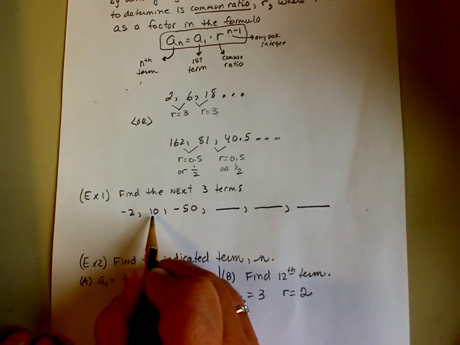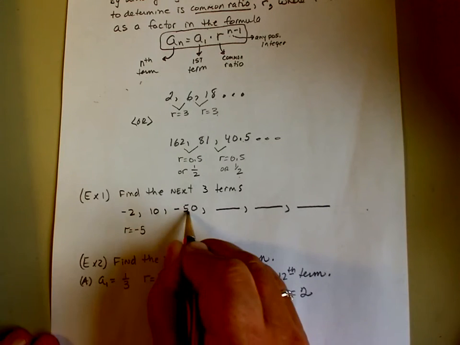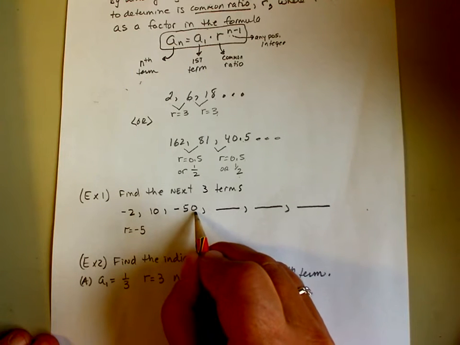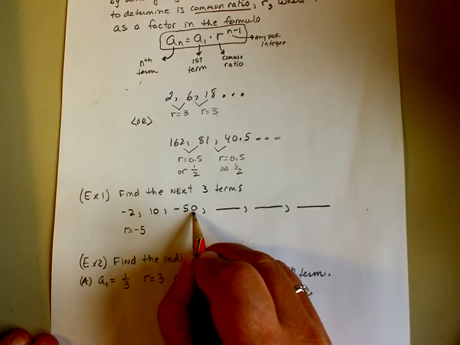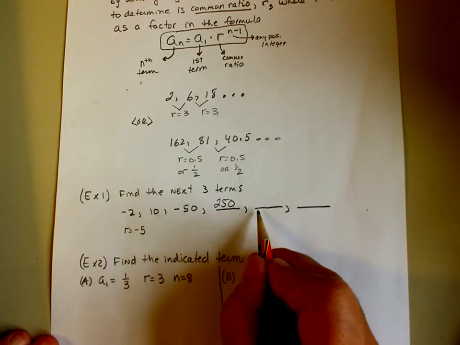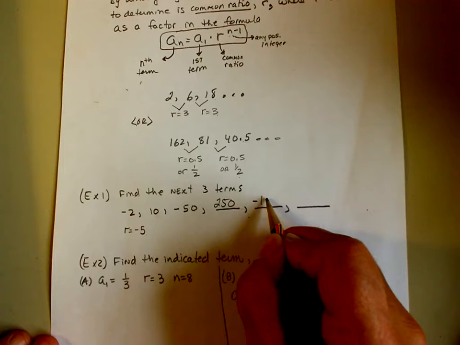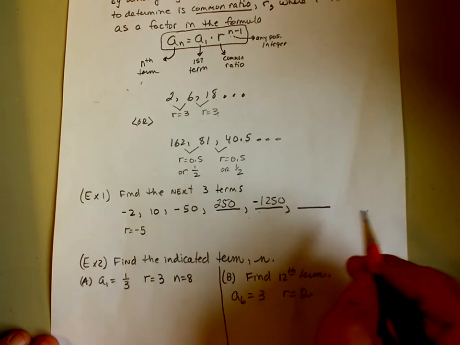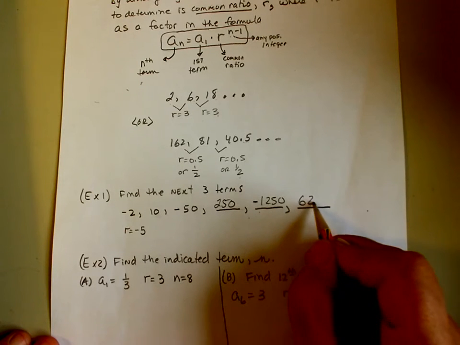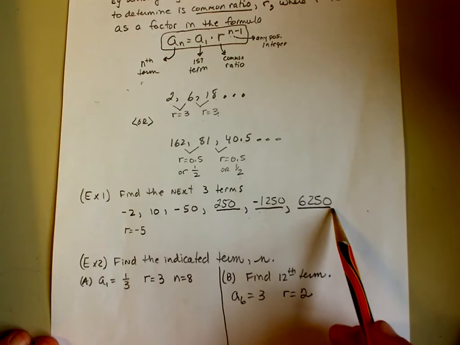Here's an example of how we find the next few terms in a geometric sequence. Let's first see the pattern. 10 divided by -2, r equals -5. -50 divided by 10, r equals -5. So now I will multiply -50 times -5, and I will get 250. Let's keep repeating this pattern. Multiply that number by -5, and I get 1,250. Again, if I multiply this number times -5, I get 6,250, to complete this particular sequence to 6 terms.